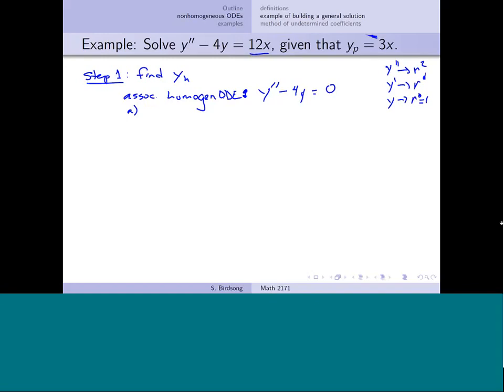So we'll get r squared minus 4 equals 0. And I on purpose picked something that we could easily factor. Anybody grab what the factors of this are?